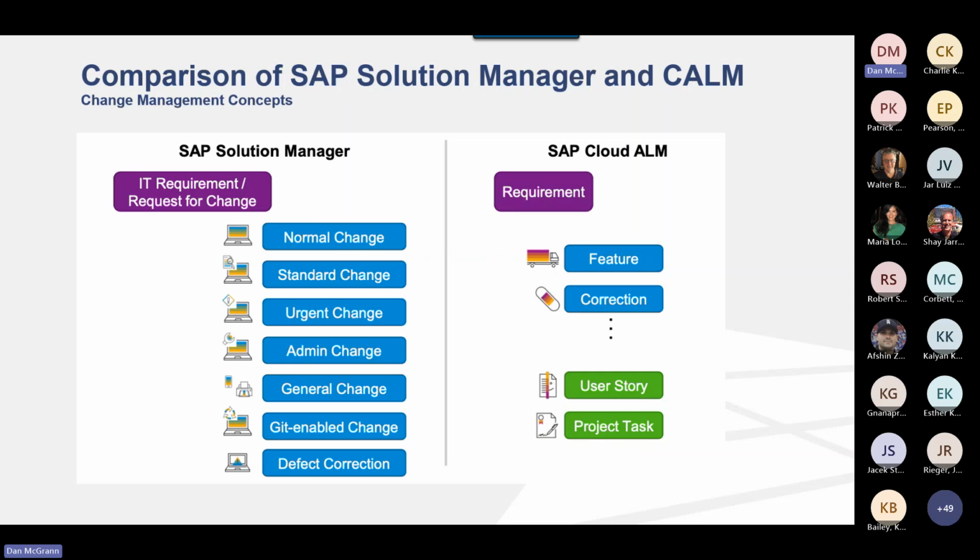And our point here is that they are fundamentally different, right? There's really no way to easily transition from Solution Manager to CALM because they're completely different concepts, completely different architectures. So it's a start-over approach if you're moving from Solution Manager ChaRM to Cloud ALM. We just wanted to make people aware of that, and that they are fundamentally different. You're going to have to change your processes, the way that you manage change, in that type of transition.